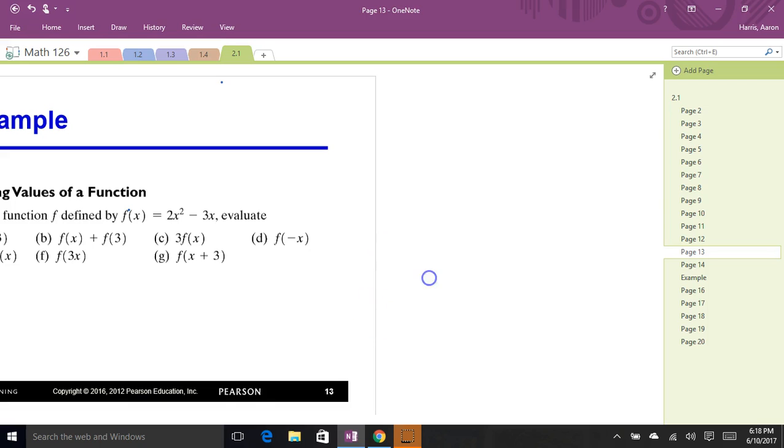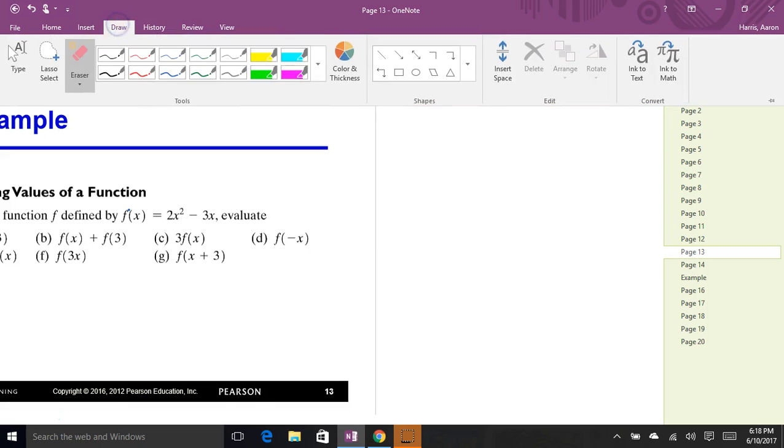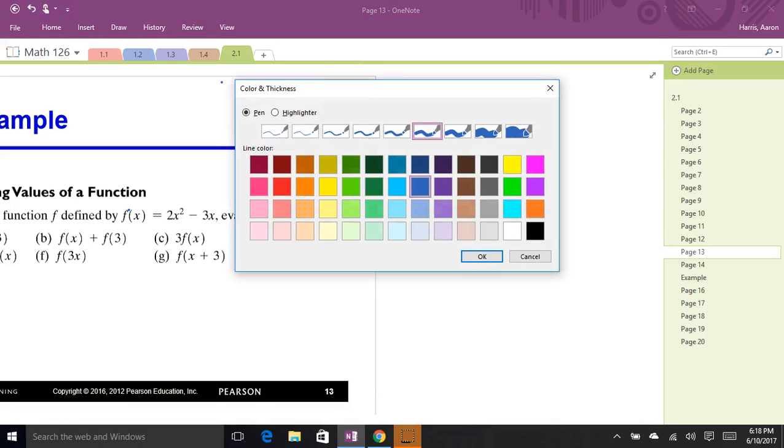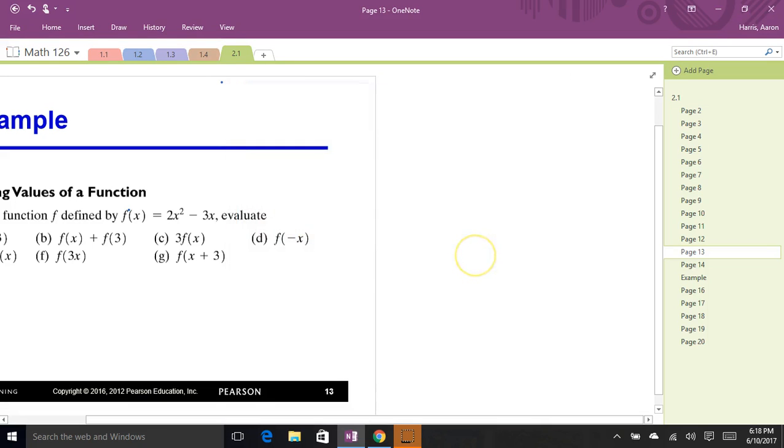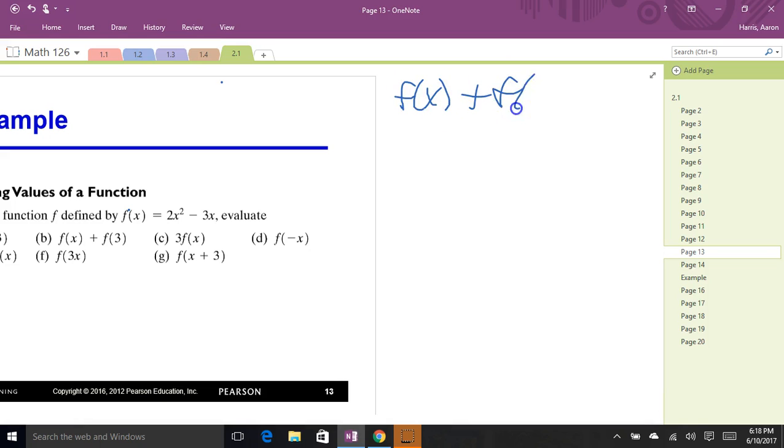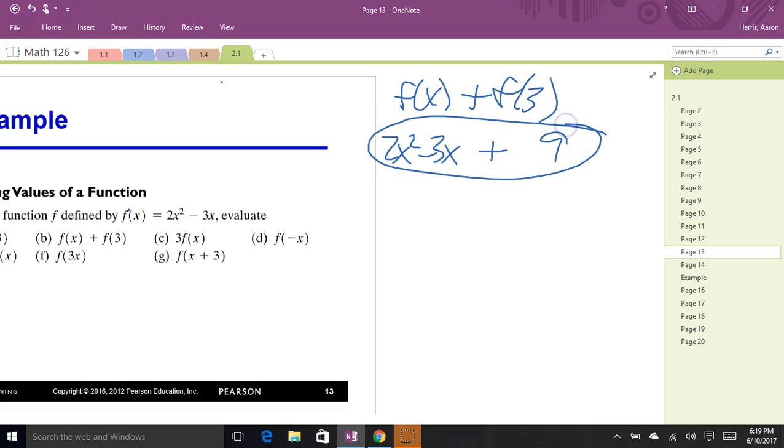Alright, let's do this part B now. It says find f of x plus f of 3. Well, f of x plus f of 3, so now your f of x, you take that 2x squared minus 3x, and you add in f of 3, and if you remember, we had f of 3 was 9. So it's f of x plus f of 3, there's f of x plus f of 3. So these are all different ways of just looking at your function notation on this thing. Okay.